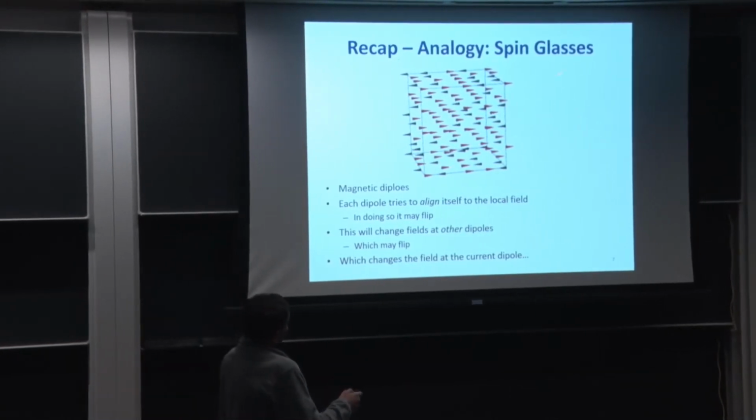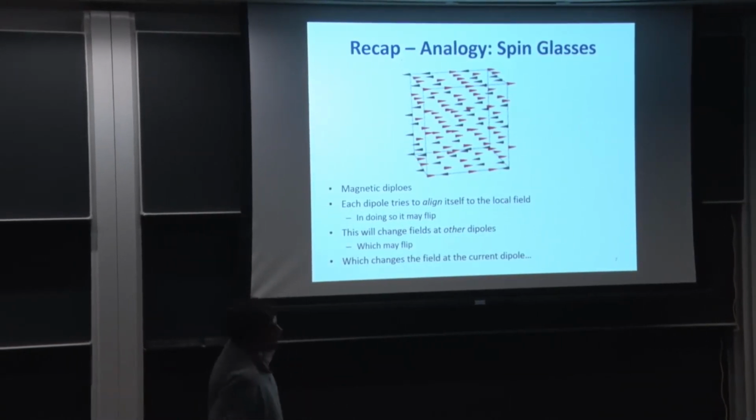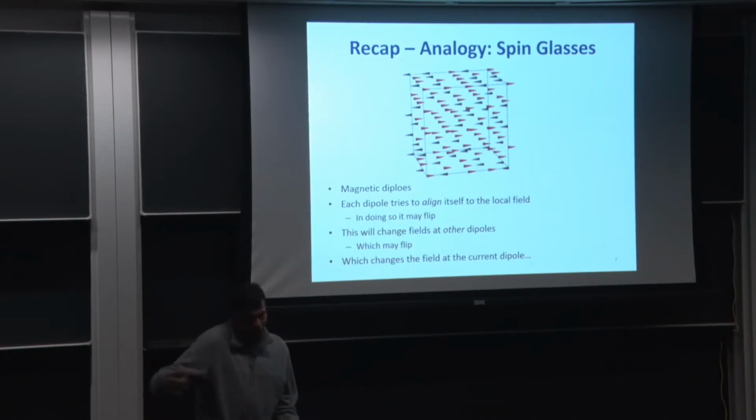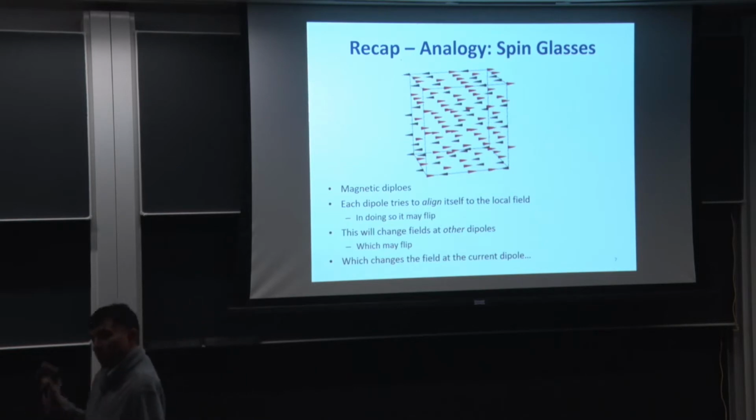So this entire process was analogous to spin glasses. We also saw this in the last class. A spin glass is basically a dielectric medium with lots of magnetic dipoles in it. Each dipole is going to align itself to the local field, and in doing so, the dipole may flip. And if the dipole flips, it's going to change the field elsewhere. So this may cause other dipoles to flip, and that may in turn change the field at the current dipole, which may be caused to flip, and so on.